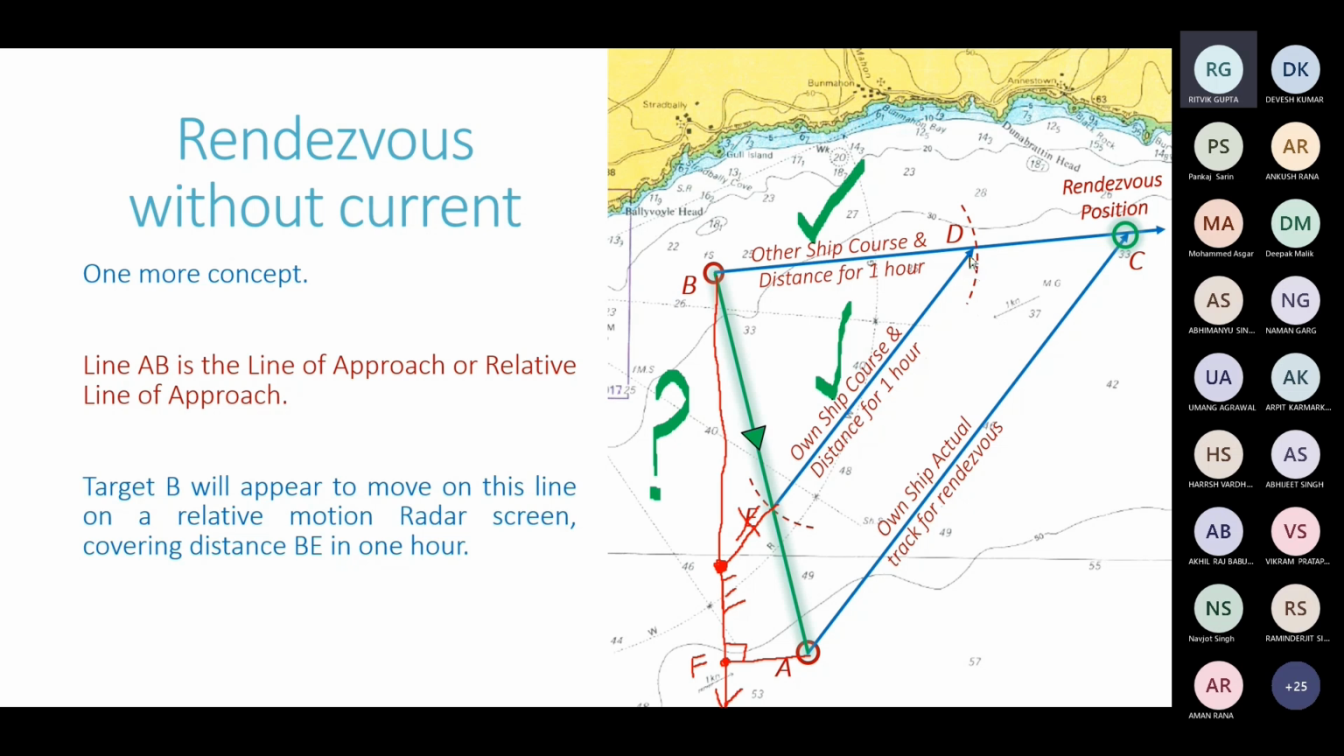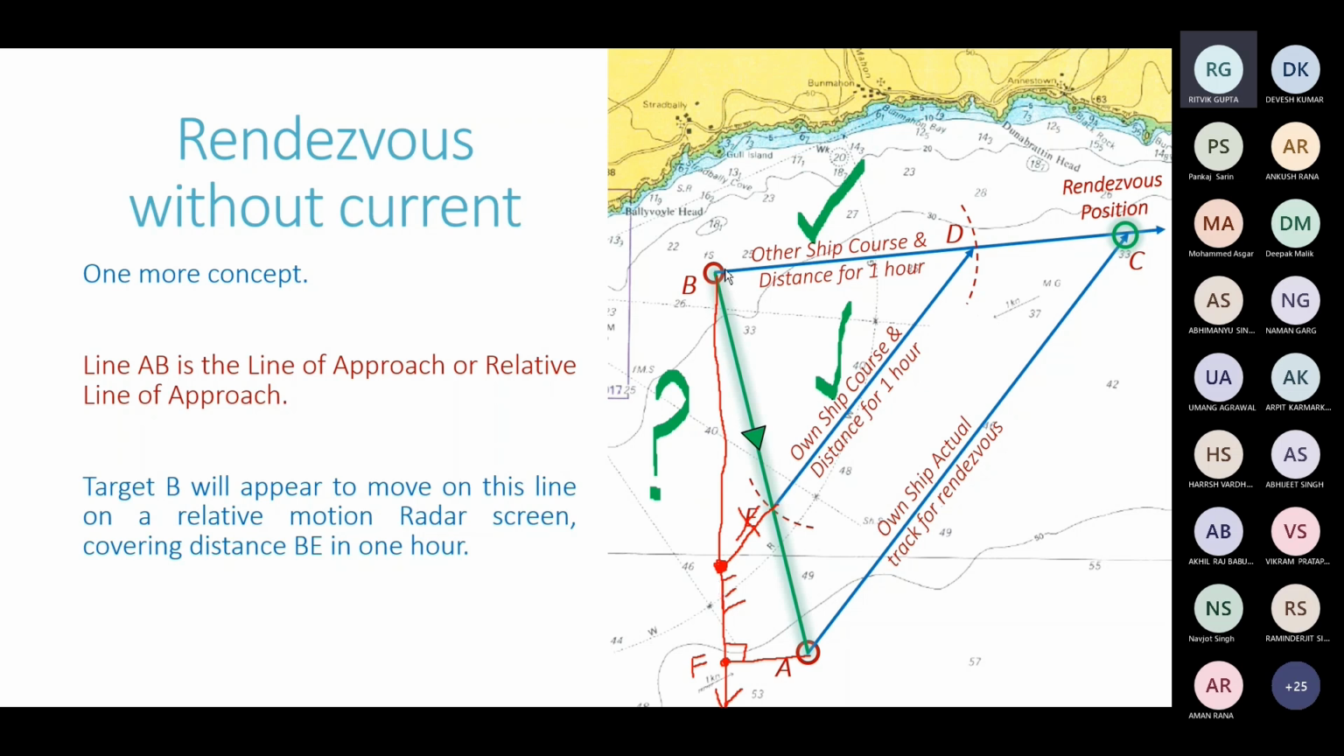So what we had done is we plotted the target ship course and speed vector Bravo delta. From point D, we plotted our ship's course and distance vector for 1 hour in the reverse direction. So we will be able to get point E. So up to here clear? Yes sir. Now once you get this point E and you join Bravo to Echo, this is the line of approach of the other ship.